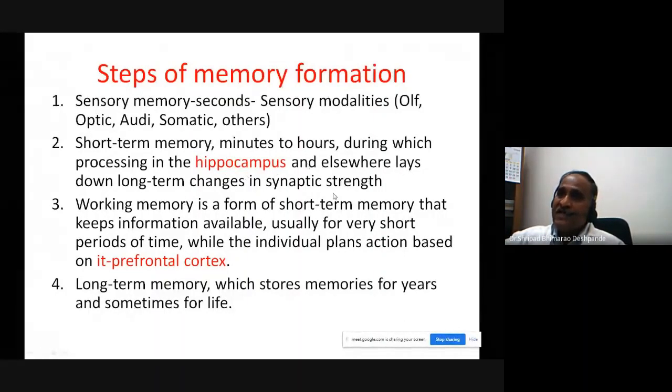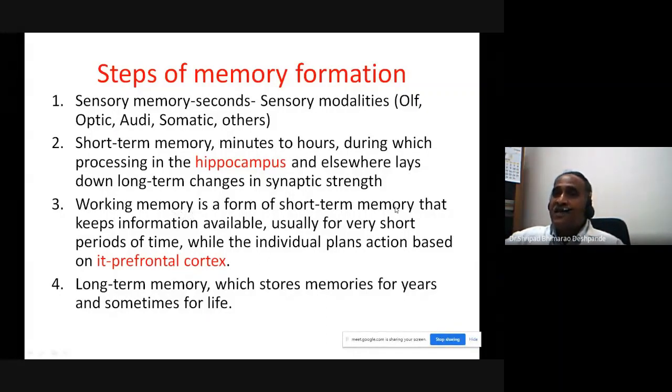Then it will go for the changes in the synaptic transmission, which I will come back to. That means there are long-term changes in the brain areas, so that the particular information you are interested in will be stored. That is short-term memory. Now from this short-term memory, it enters into the long-term memory. Now there is another memory, which we call working memory.